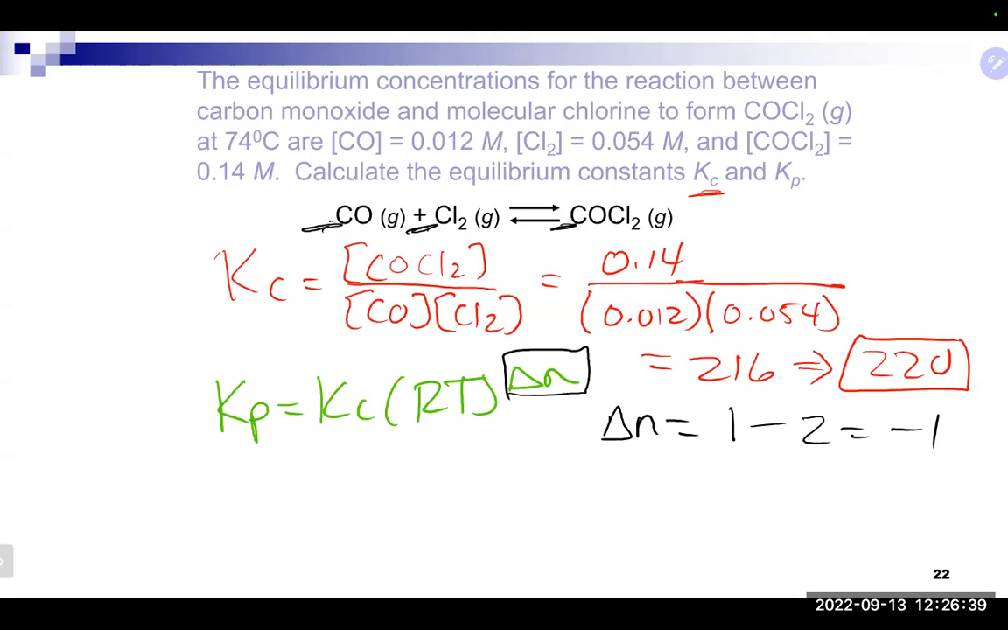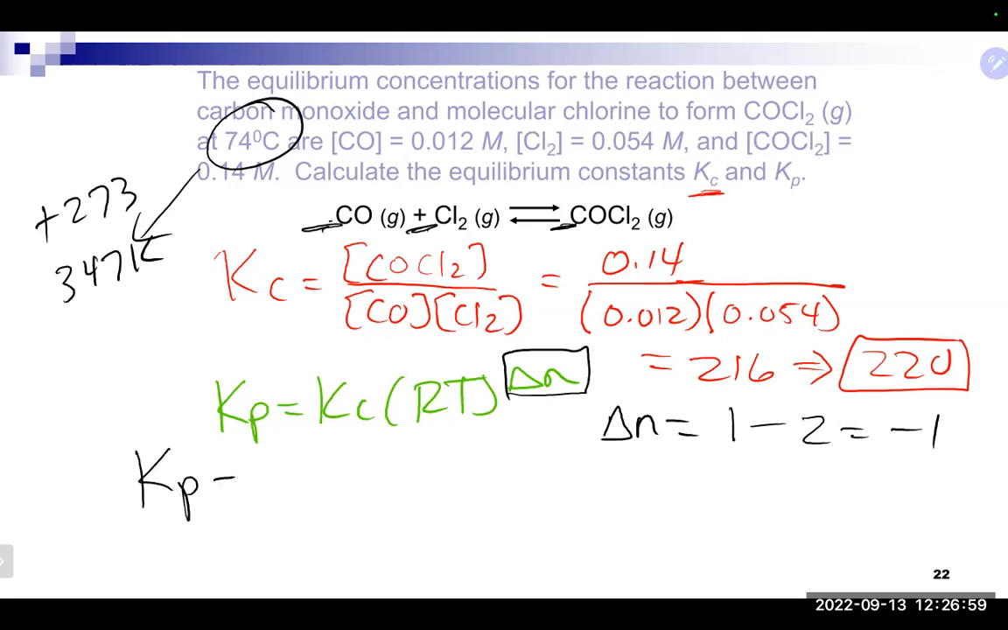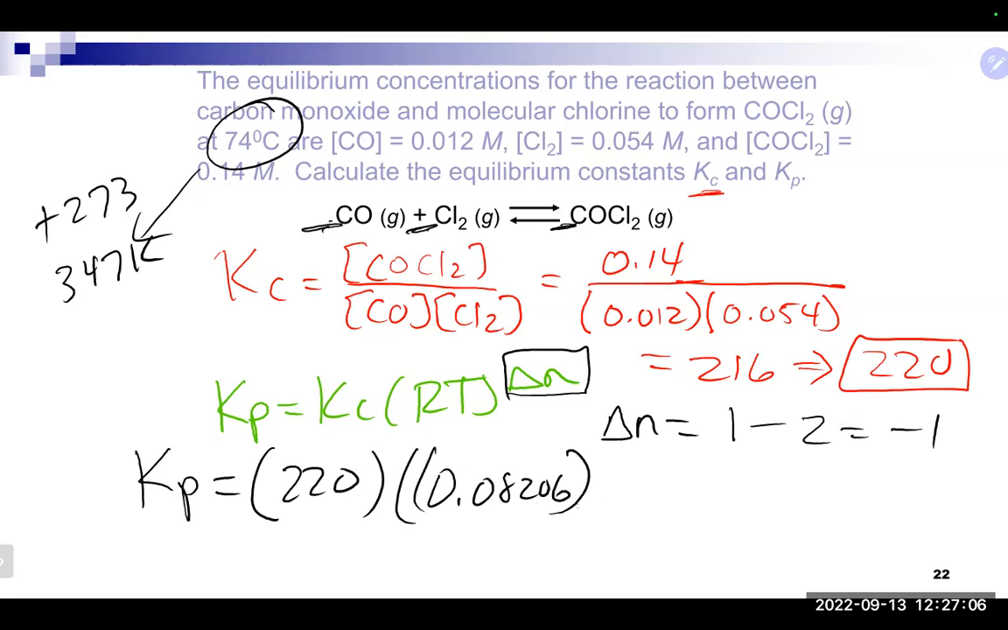We also need to do a little conversion of our temperature. So we need to take our 74 there, add 273 to it to take it into Kelvin. And that's going to give us 347 for our Kelvin. And now I think we have everything that we need to calculate the Kp. Kp would be our Kc, I'll use the 220 number there, times 0.08206 times our 347, to the -1.